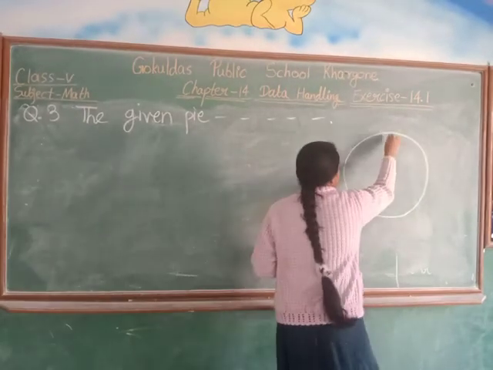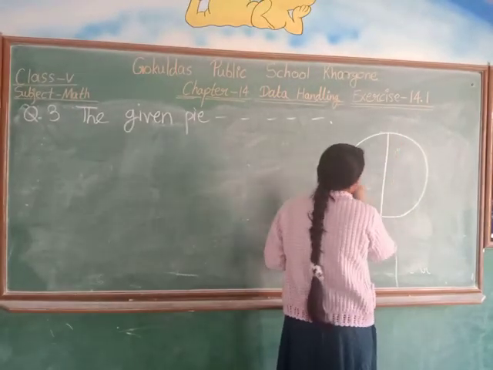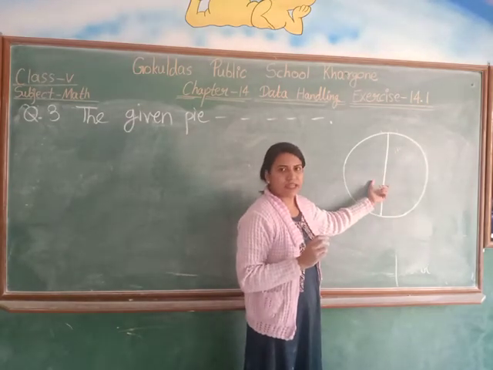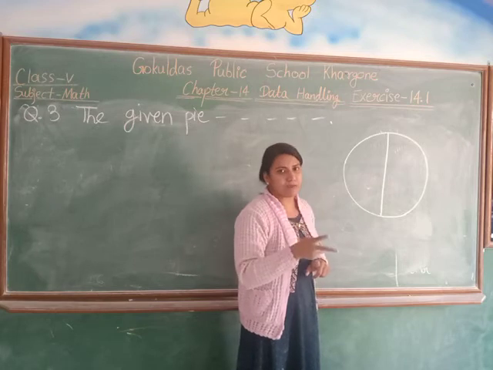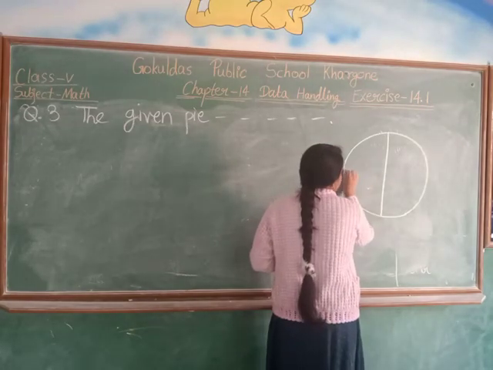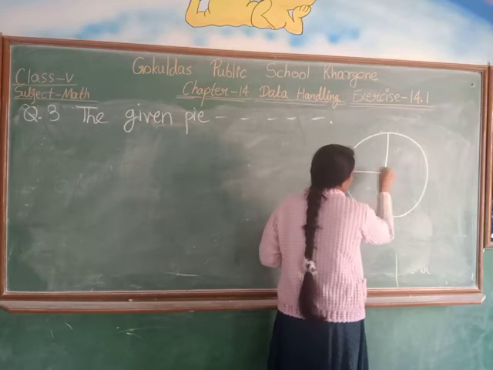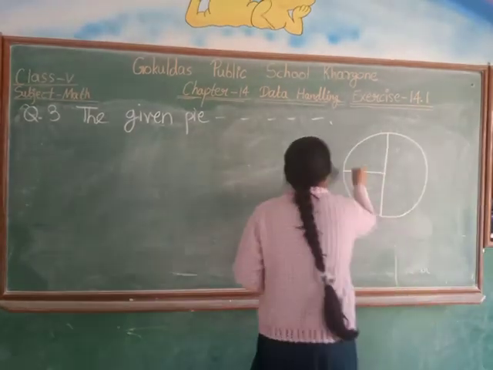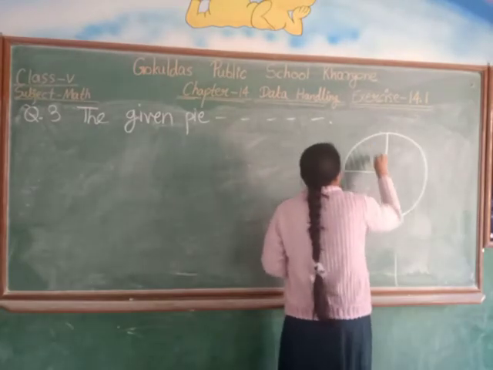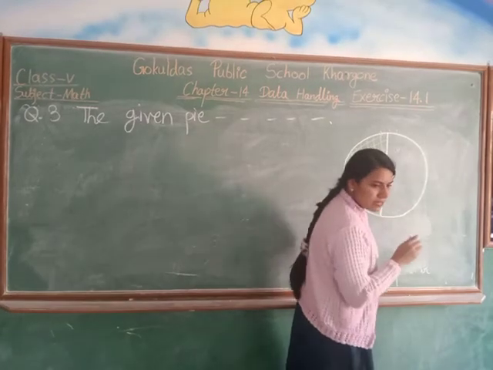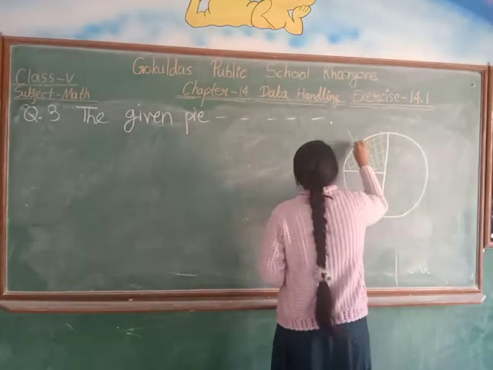I am drawing the pie chart for you on the board. It is the whole circle. This whole circle is divided into 2 equal parts. Now this half part is divided into 2 equal parts as it is shown in the book. The green part is showing which country? It is showing Australia.